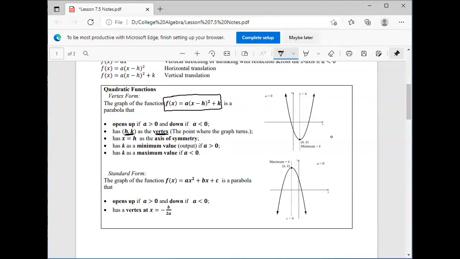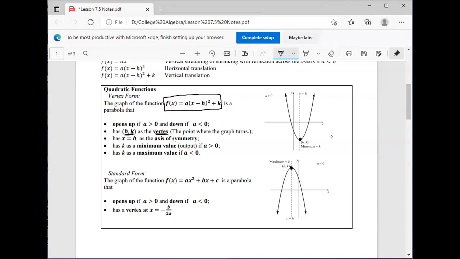X equals h, and so what is a vertex? I'm going too fast. What's a vertex? It's either the very bottom, the very lowest the parabola could ever be, which is the minimum, or if it's turned upside down and makes a sad face, it's going to be the maximum. That's what the vertex is.